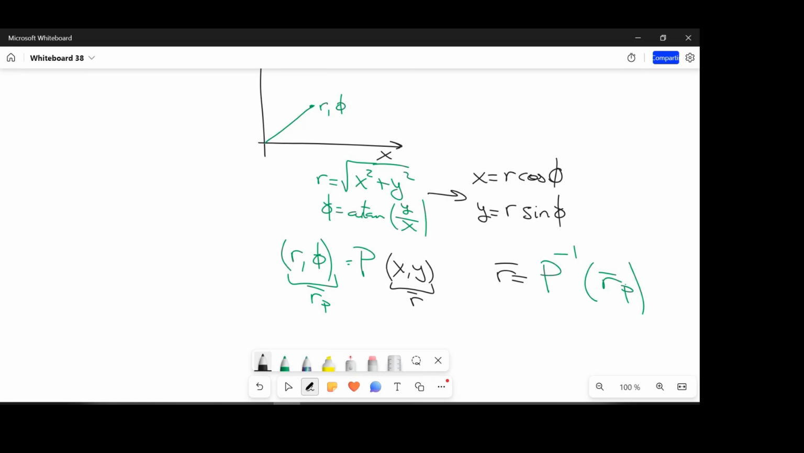When something is a vector, you have to say it. When something is a scalar, you have to say it. All these are scalars. These are vectors.